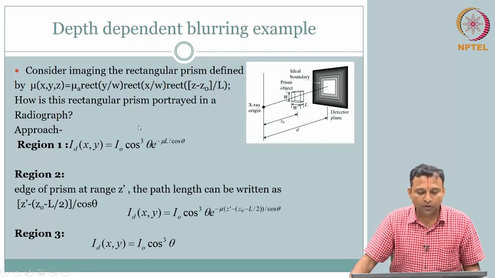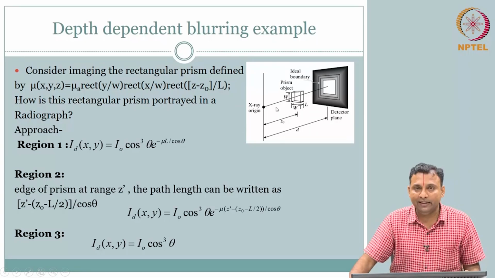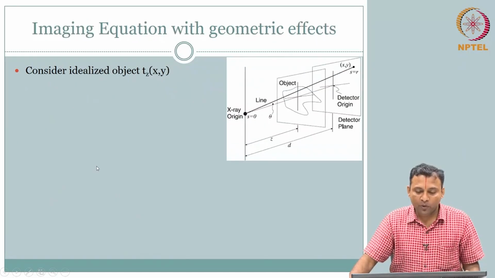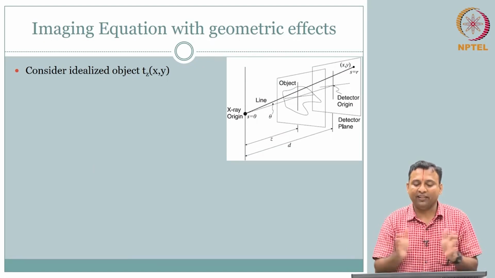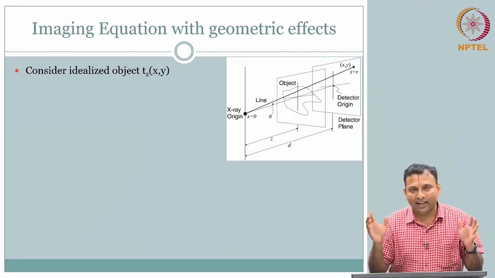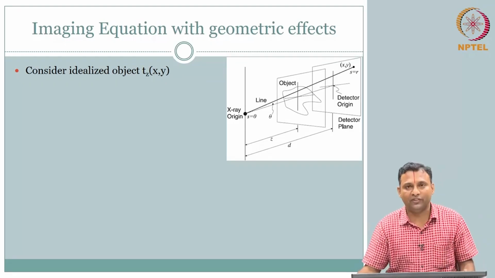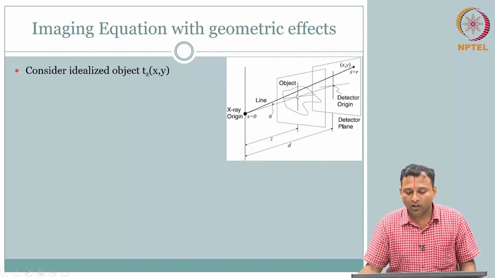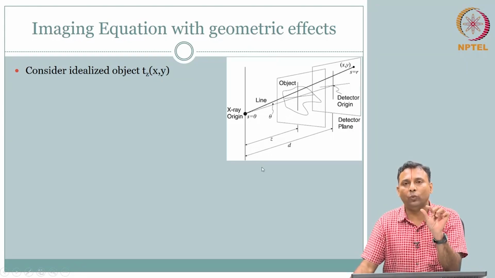So much for depth dependent blurring. It's a very important one. Here you have the object which is 3D. So now what we need to do is, all this is fine, now we had an imaging equation, and individually we have incorporated the effects. So how do we incorporate all the effects we have seen so far? Also, right now when we talked about the object, we simplified it as one mu with one thickness.